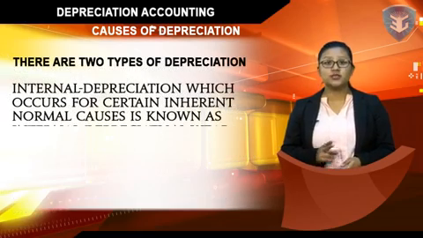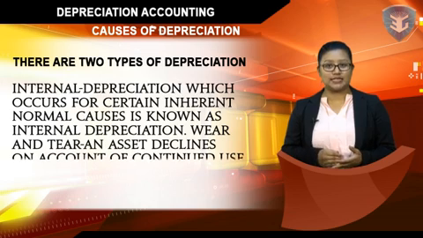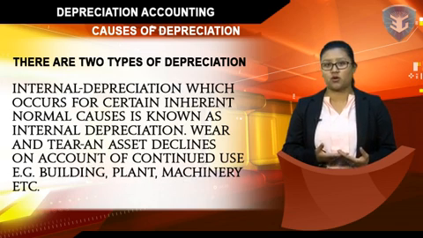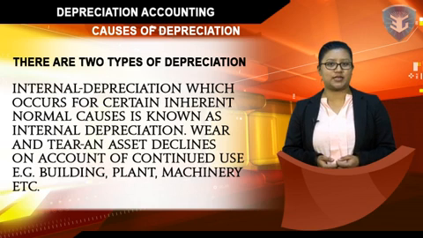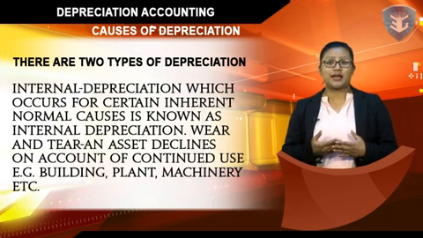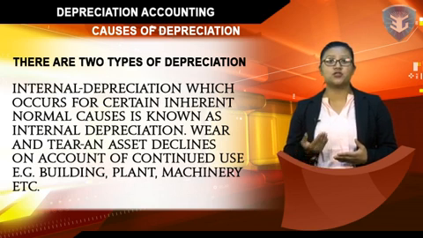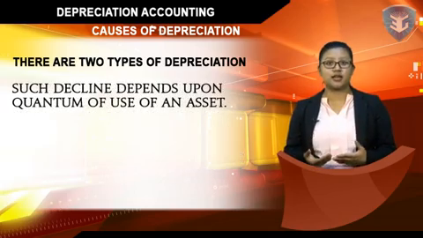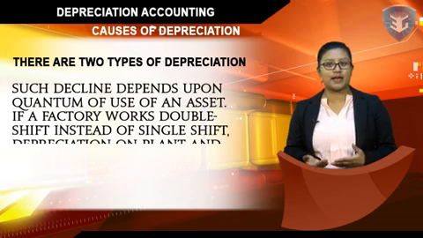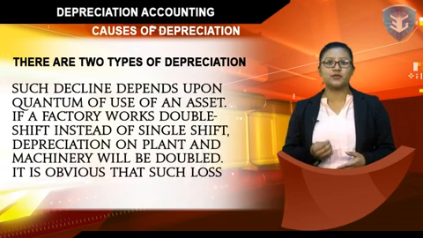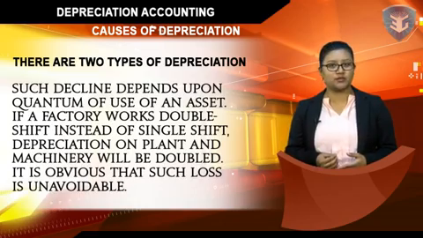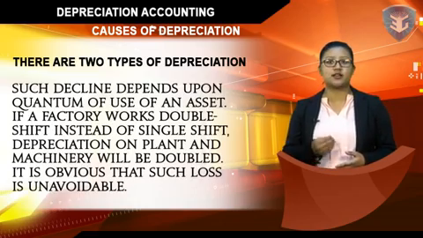There are 2 types of depreciation. Internal depreciation, which occurs for certain inherent normal causes, is known as internal depreciation. Wear and tear: an asset declines on account of continued use. Example: building, plant, machinery, etc. Such decline depends upon the quantum of use of an asset. If a factory works double shift instead of single shift, depreciation on plant and machinery will be doubled. It is obvious that such loss is unavoidable.